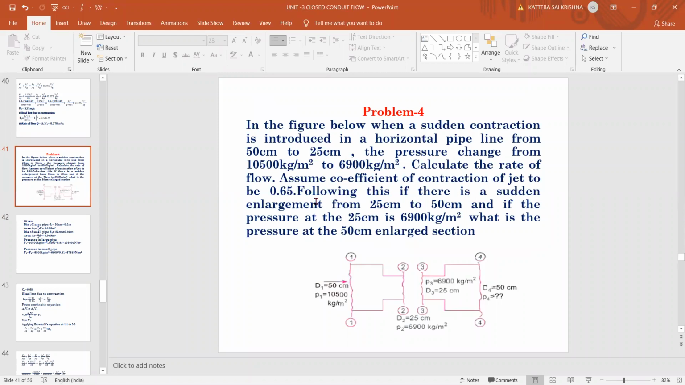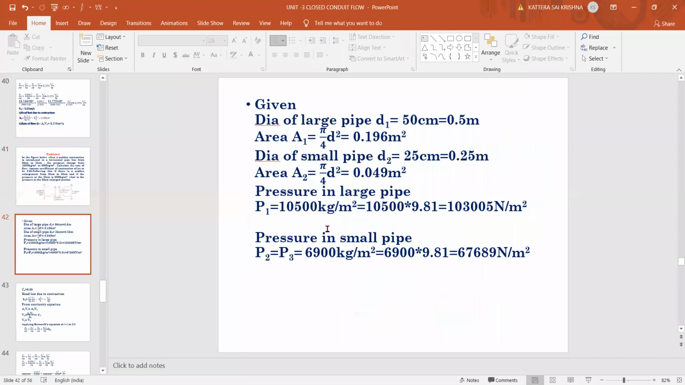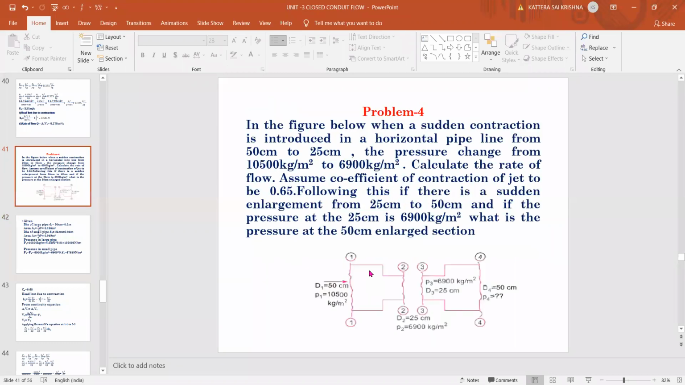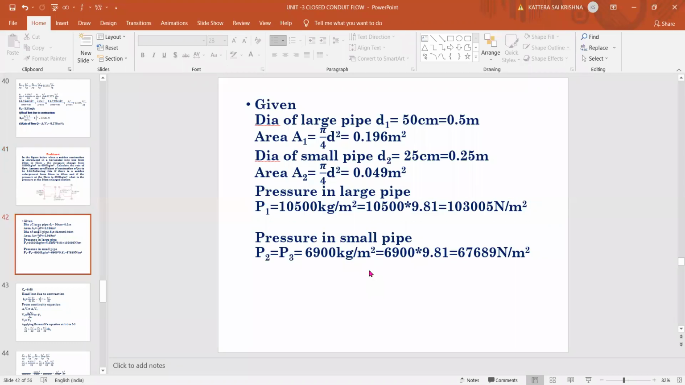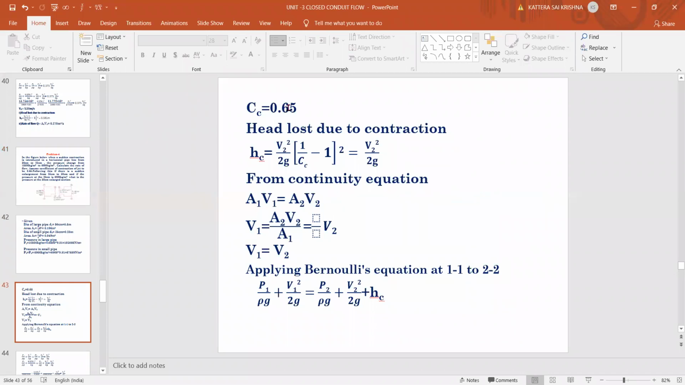And what are the other things he has given? He has given the Cc value also. So Cc is 0.65. After writing this, please write down: coefficient of contraction Cc is equal to 0.65.